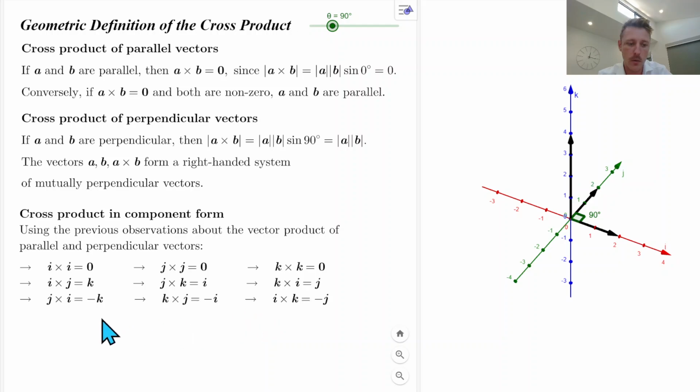Maybe I'll just talk about one more. j cross i. So now we're pointing our fingers in the direction of j, which is this way, sort of into the page along this green here, and we're crossing with i. So we're crossing this way, so we're going to get negative k. We're going this way, and then we're curling towards i, curling towards the red part, so we're going to get negative k. So that would be this situation. Well, that's the resultant vector. That's the resultant vector in that direction.